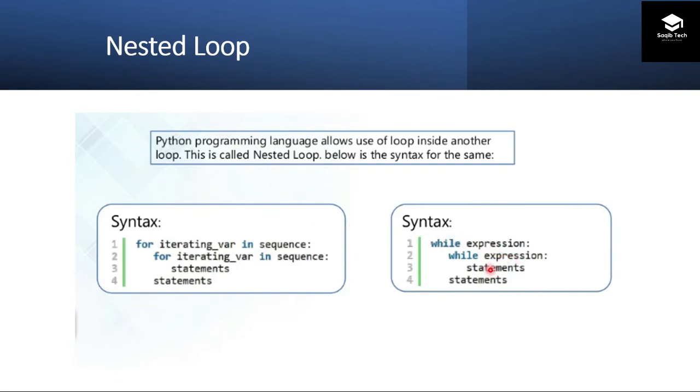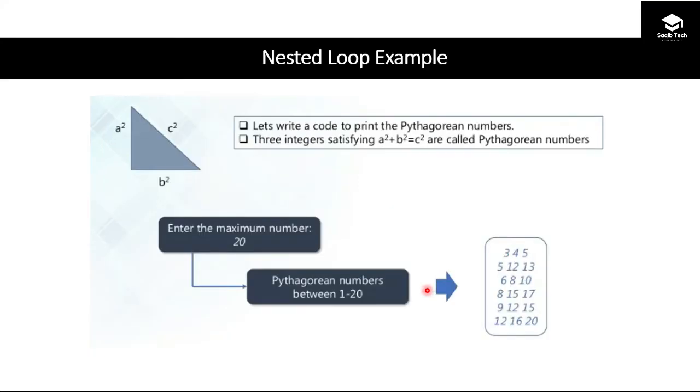Similarly, we can use while inside while, and similarly we can use for loop inside while or while inside for, no issue. Okay. A simple example of the nested loop, let's look.